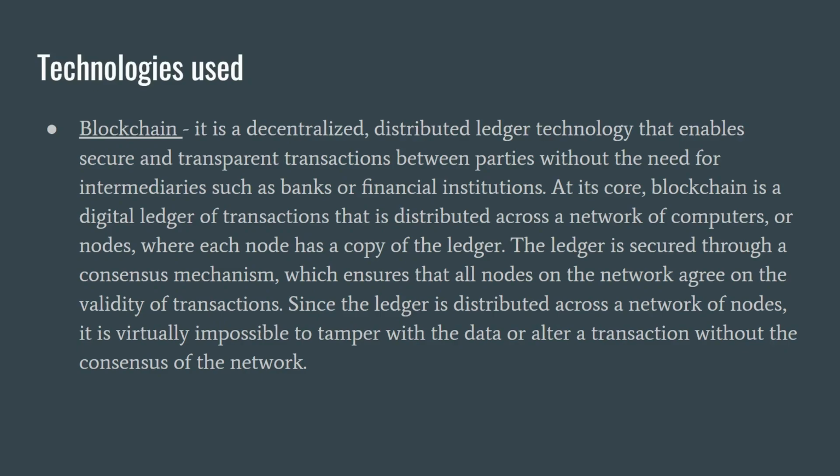So let us look at all the technologies we have used in the project. First of all, it is the blockchain. It is a decentralized and distributed ledger technology. It enables secure and transparent transactions between parties without the need of any intermediary, such as banks or financial institutions. The ledger is secured through a consensus mechanism, which ensures that all the nodes on the network agree on the validity of transactions. And since the ledger is distributed across all the nodes in the network, it is impossible to compromise the data or alter any data without the consensus of the network. This provides higher risk tolerance.